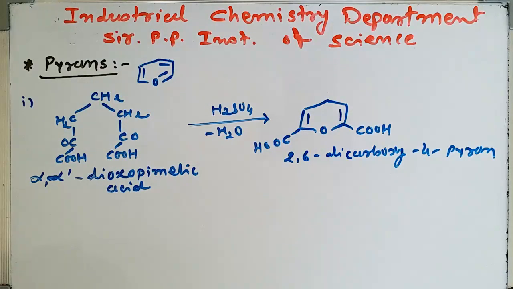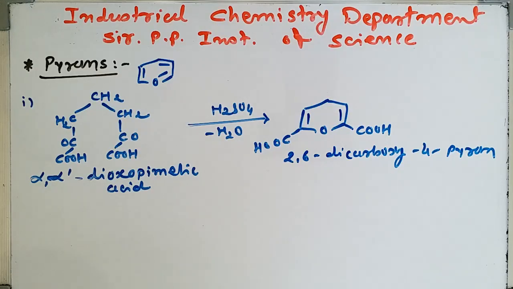So dicarboxy-4-pyran is obtained when alpha,alpha'-dioxopimelic acid undergoes treatment with sulfuric acid and removal of one water molecule gives 2,6-dicarboxy-4-pyran. Now we see some properties.